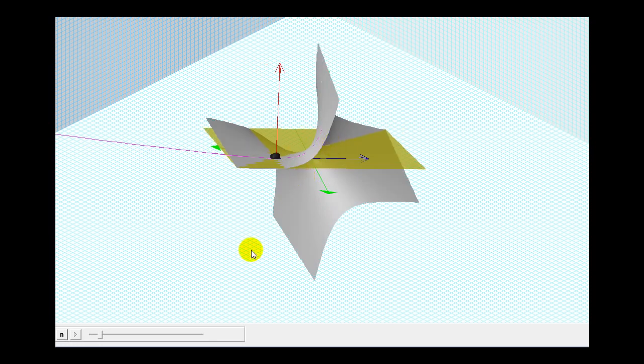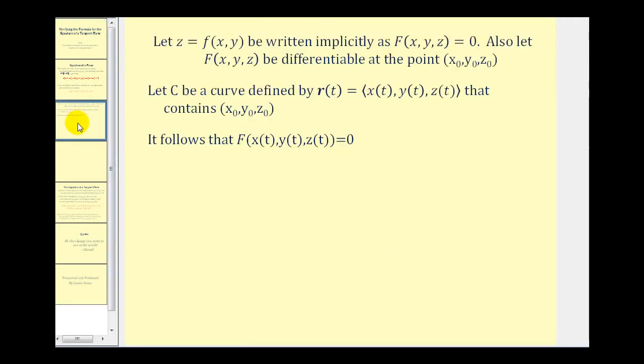So with these ideas, let's go back and see if we can verify the equation for a tangent plane to a surface. We'll start by letting z equals f of x, y be written implicitly as big F of x, y, z equals 0. And we'll also let big F of x, y, z be differentiable at the point x sub 0, y sub 0, z sub 0. Next, we'll define a curve by a vector-valued function with components x of t, y of t, and z of t that contains the point x sub 0, y sub 0, z sub 0, and lies in the surface defined by big F.